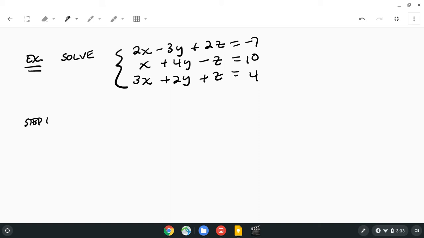So here's step 1, and I'm going to use numbers 2 and 3, and I'm going to eliminate z. All right, and then step 2, I have to repeat that, but I have to pick two other equations. So I will pick numbers 1 and 2.